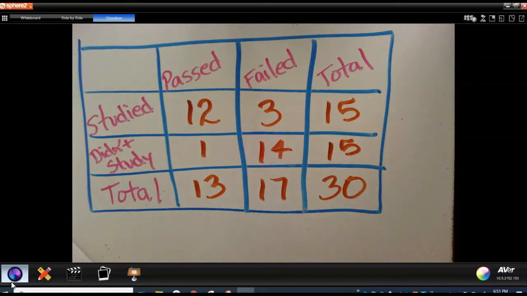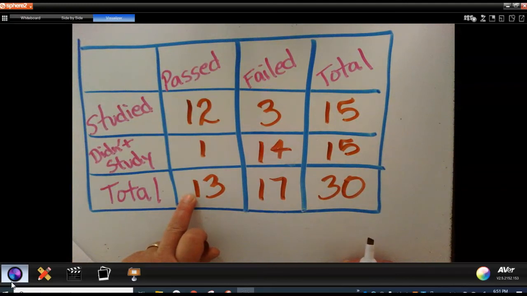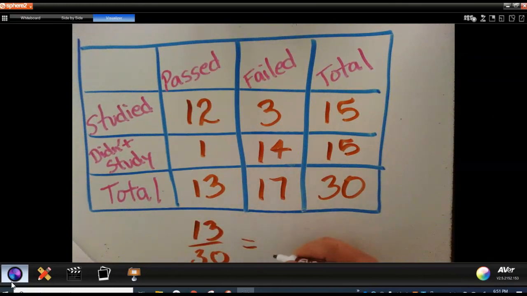So quickly, to go through the rest of the questions in these notes. What percentage of students didn't study? It was 50%. What percentage of students passed the test? Well, if 13 students passed the test and 30 students took the test, then that's 13 over 30, which if you took your calculators out, turns out to be 43.33%.